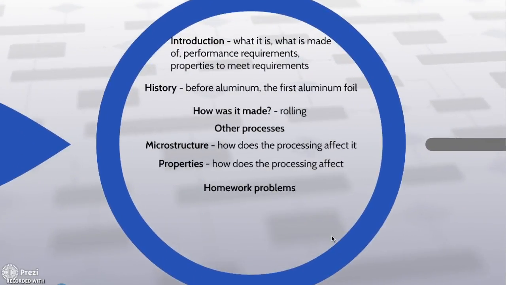So I'm gonna start off with an introduction talking about what it is, what is made of, performance requirements, and the properties to meet these requirements. Then I'm gonna move on to the history, talk about the foil itself before the aluminum and the first aluminum foil. Then I'm gonna move to the process that is, in this case, flat rolling. Talk about other processes, microstructure and properties, and how the processing affects it. And then I'm gonna show the homework problems from the textbook.